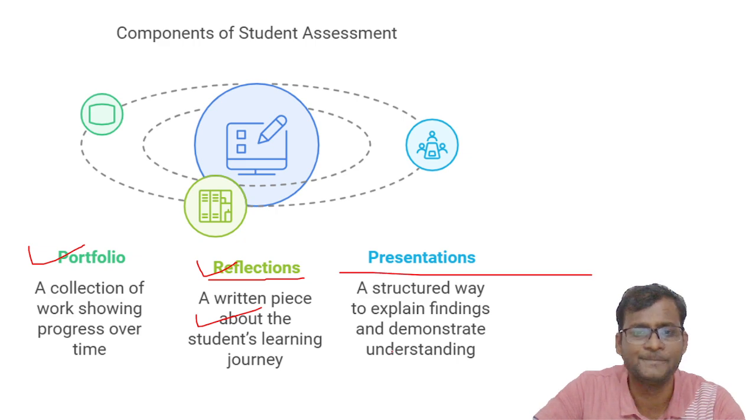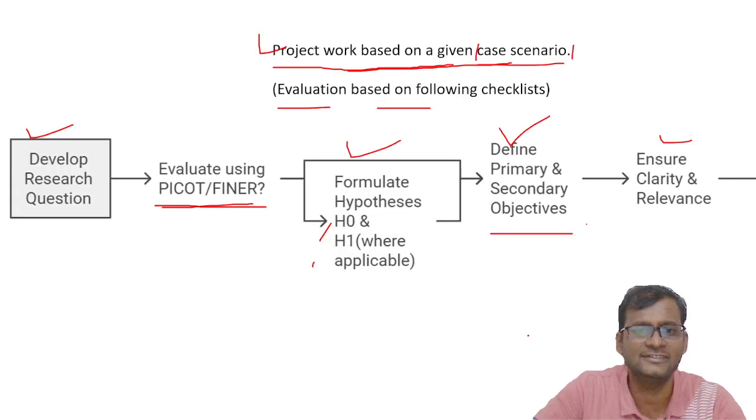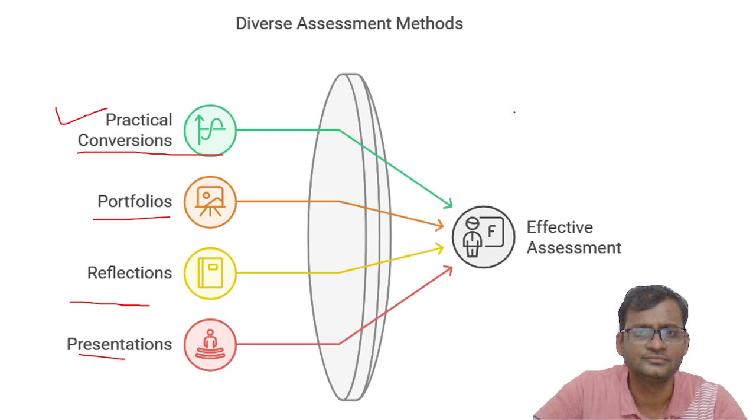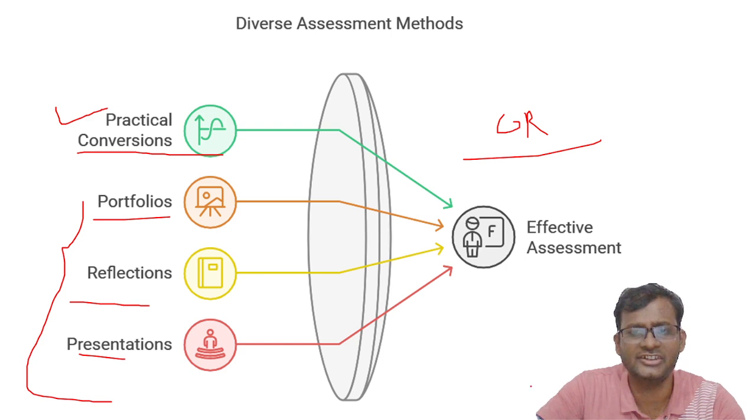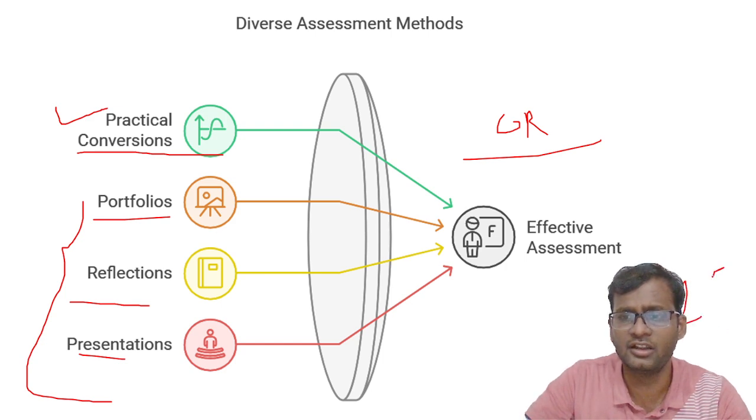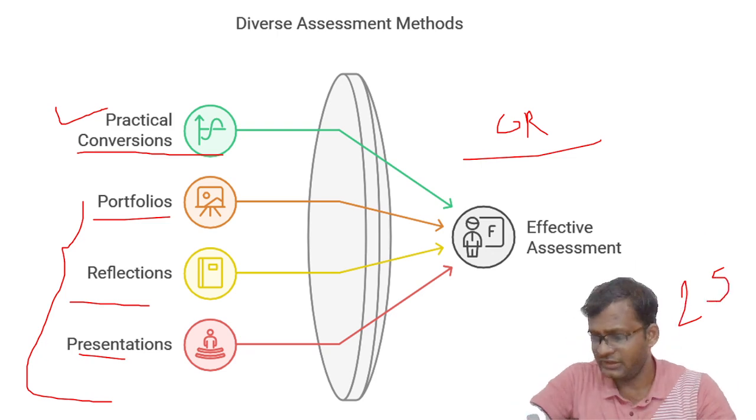Then presentation, the presentation given by the PG scholar related to that topic in a structured way, is also considered for the assessment. So in module 1, either you can give the project work based on the given scenario, or you can assess that PG scholar by other things like practical conversions, portfolio, reflections and presentations. The overall marks for module 1 is 25.